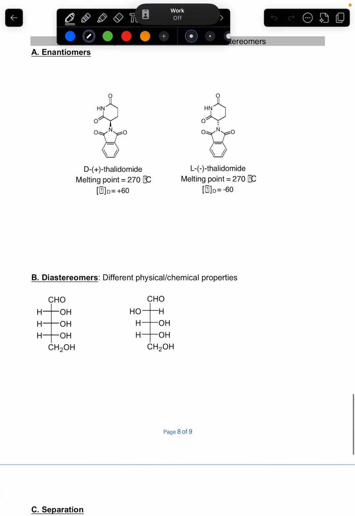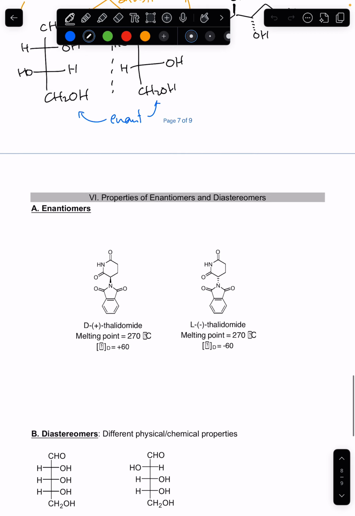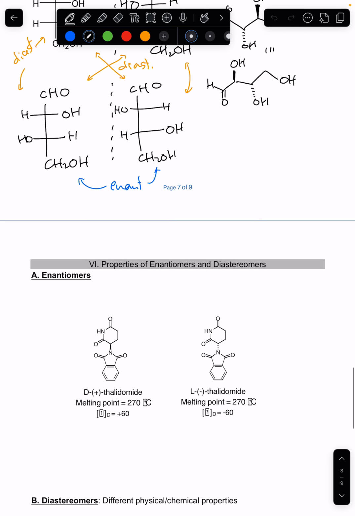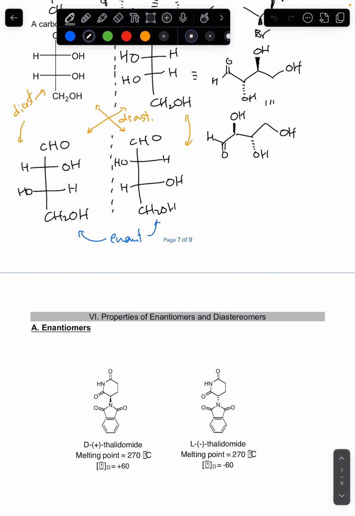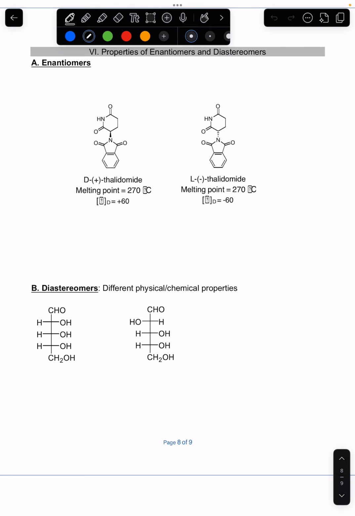Guys, for this last video in the stereochemistry chapter, we just want to talk about the properties of enantiomers and diastereomers. So far we've talked about them on paper, structure-wise: what is a diastereomer, what is an enantiomer. Enantiomers are mirror images of each other but different. Diastereomers are different stereoisomers, but they're not enantiomers, right? But what about the actual properties of these things?